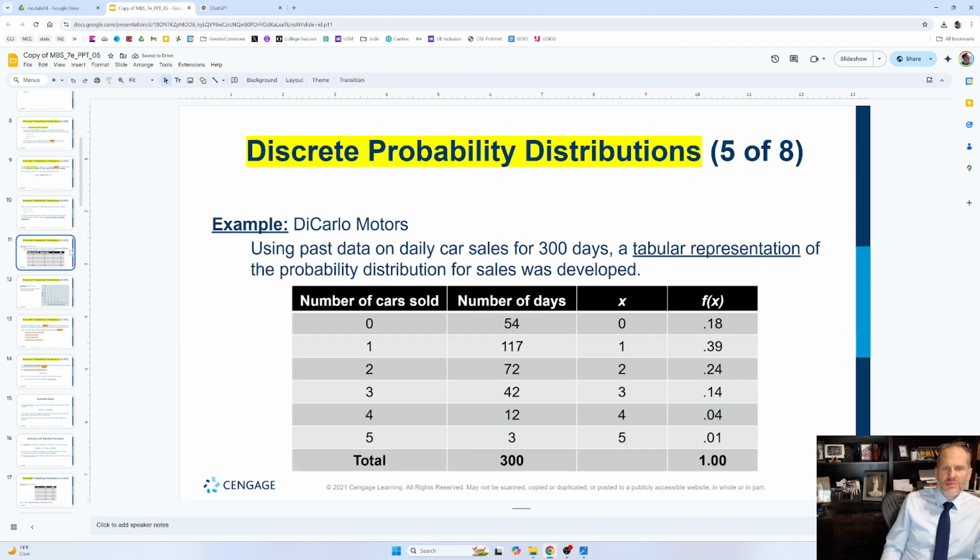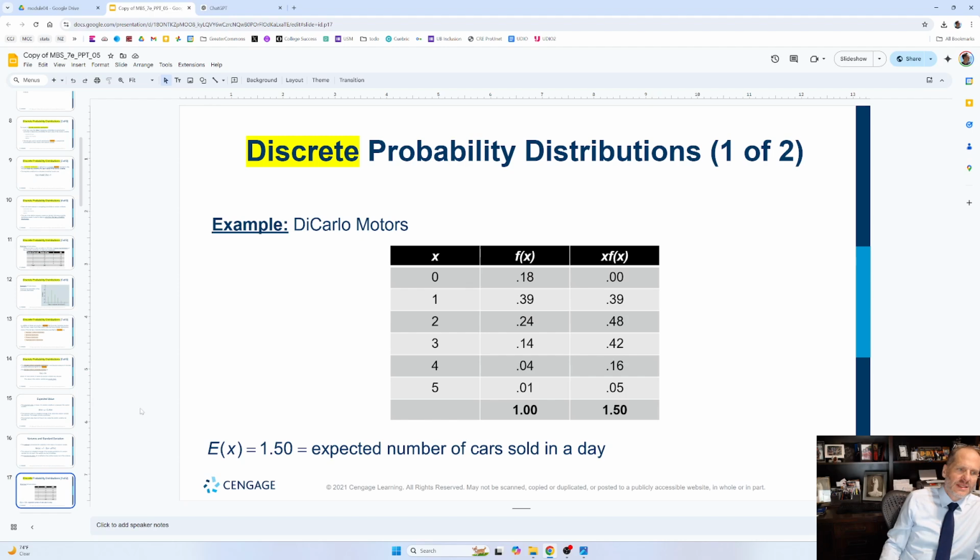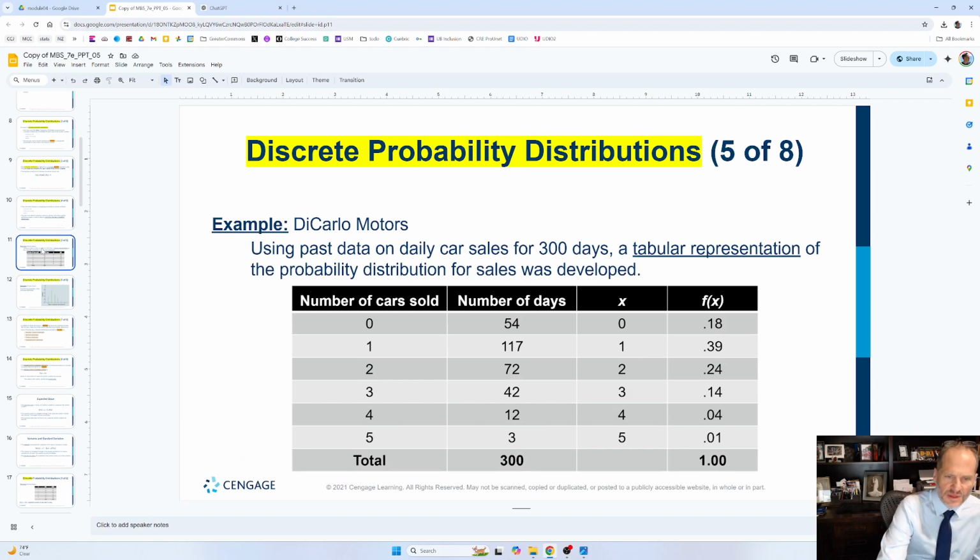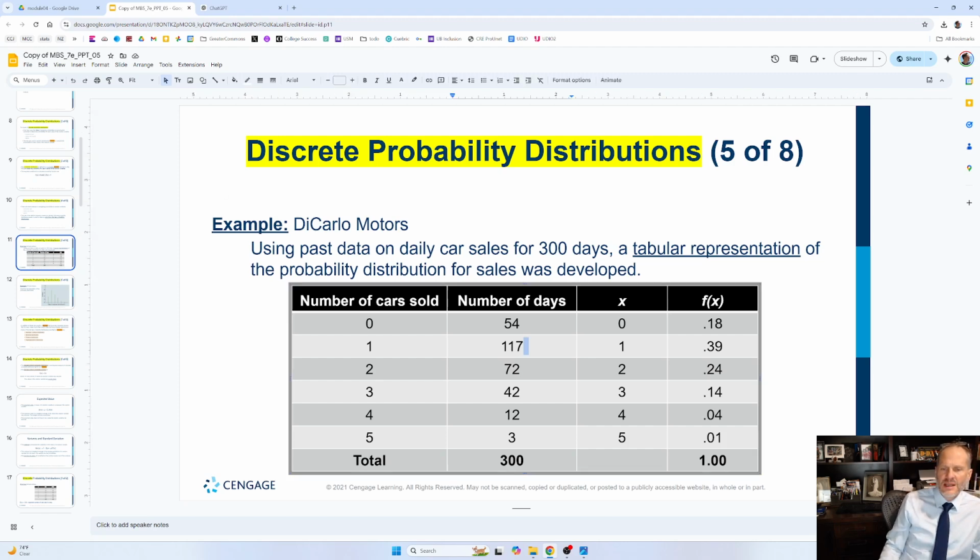All right, so here's an example of DiCarlo Motors, and this is the one that we see in slide 17, but we're going to build up to that. And so slide 17 was this deal here, right? And we're on slide 11, so that's that deal. And then here we come back to slide 11. So we have the number of cars sold, 0 through 5, and the number of days that this occurred. So on 54 days out of 300 days, we sold 0 cars, or DiCarlo Motors did. On 117 days out of 300 days, we sold 1 car.